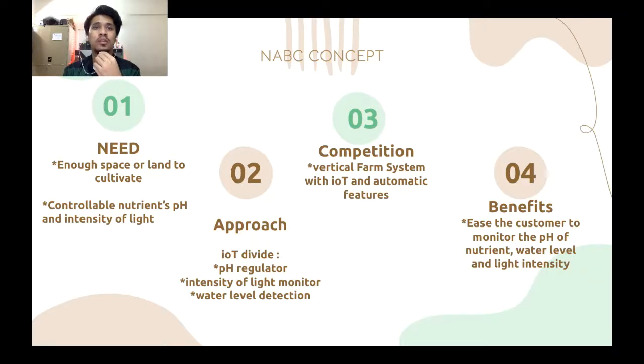So we use multiple IoT devices, which are the pH regulator, intensity of light monitor and also a water level detection sensor. Third is our competition. Mainly, our rivals also have vertical farm systems with IoT and automatic features. Many companies have been working on hydroponic systems widely. And lastly, the benefit of our product: we are able to ease the customer to monitor the pH of nutrient, water level and light intensity by sending it to their mobile phone.